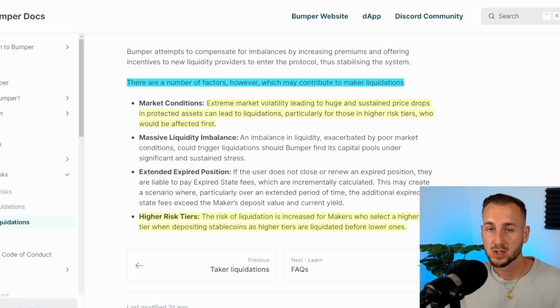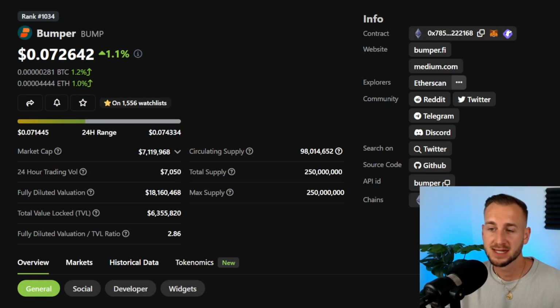On the maker side, those with the USDC, they can also get liquidated in serious market volatility events. So it says if there's huge and sustained price drops in a protected asset, this can lead to liquidations. And those with the higher risk tolerance, so if you choose the higher risk tiers, i.e. 5, those are the guys that get liquidated before the lower tiers. So you would receive higher rewards than someone with a lower risk tier, but you would be liquidated first in adverse conditions.